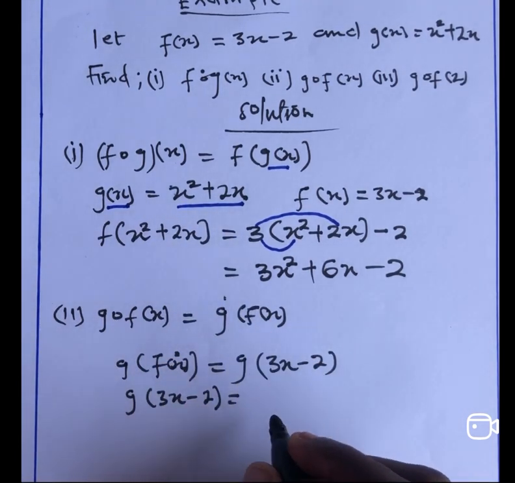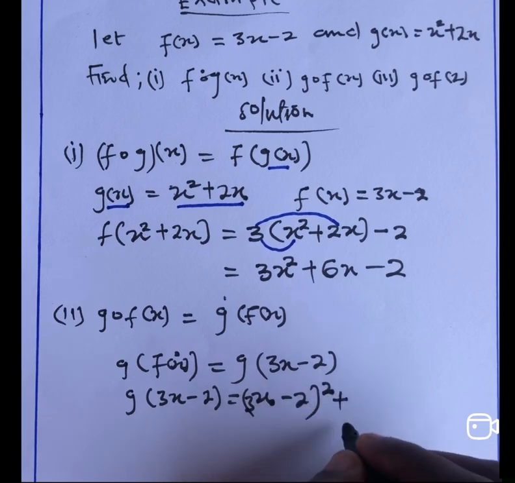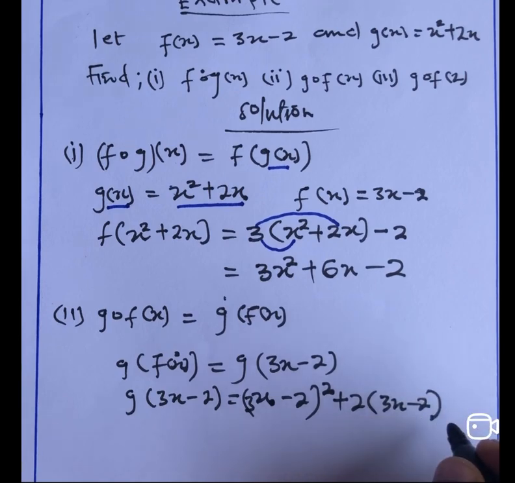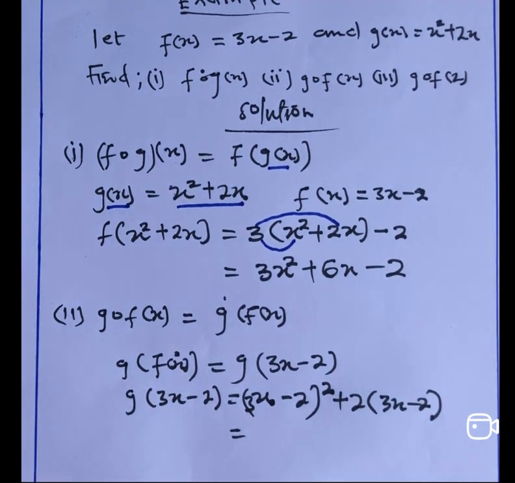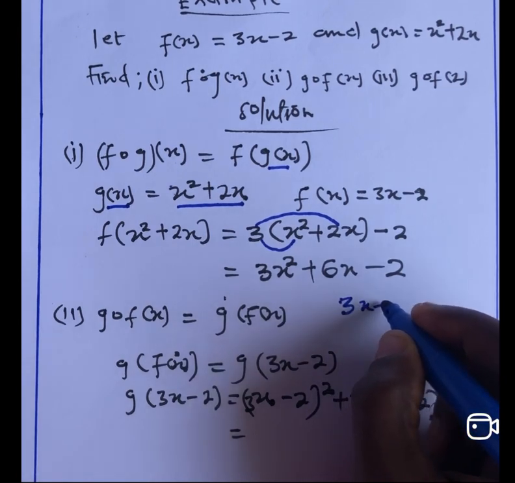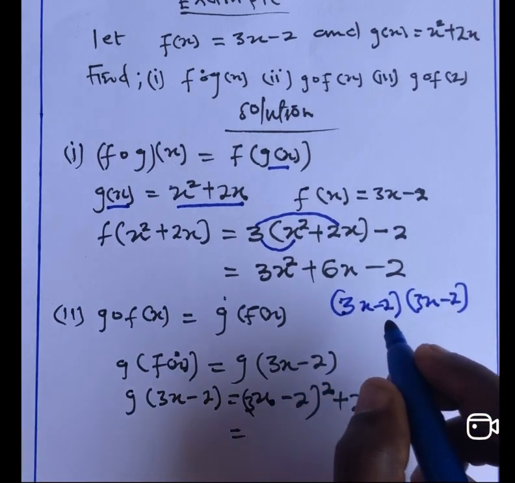So from there I'll have 3x minus 2 all squared plus 2 bracket open 3x minus 2. All right, so from here we have to expand this one. The meaning of this is that if I have 3x minus 2, then another 3x minus what? 2. So I'm going to open this one.